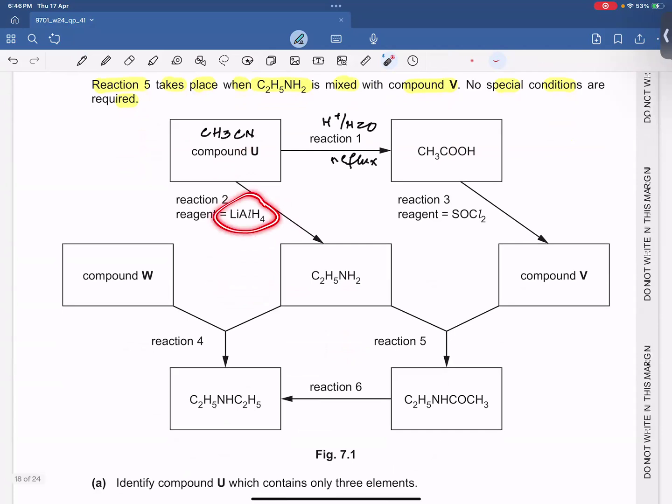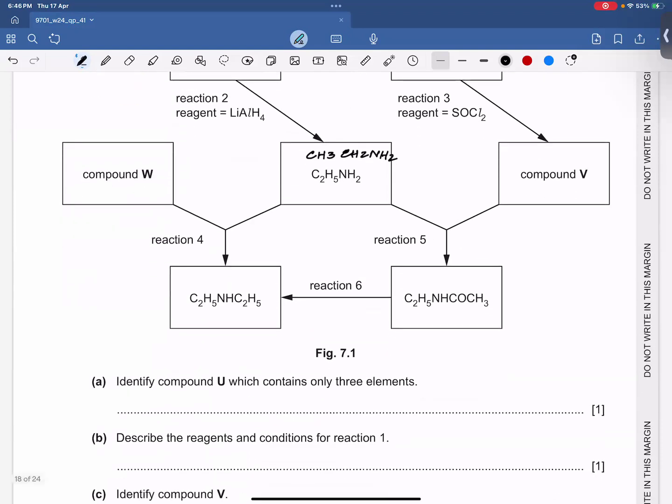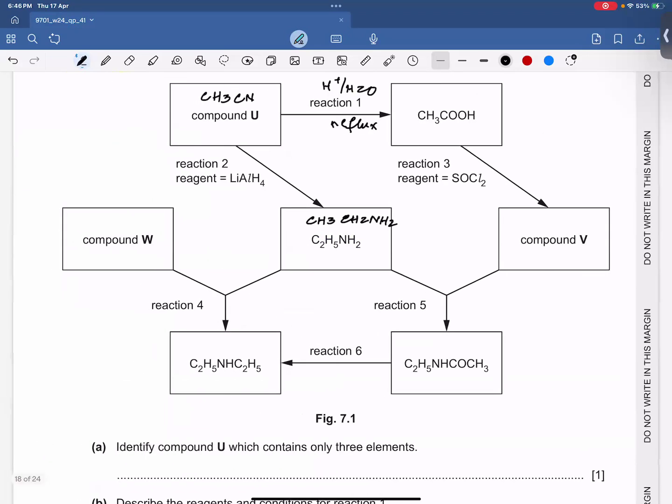Now, when you treat the nitrile with lithium aluminum hydride, CH3 will remain as it is. You will get CH2NH2. That's your aminoethane. Okay. When ethanoic acid reacts with thionyl chloride, obviously you will get ethanoyl chloride, that is CH3COCl. Now, when acyl halide and amine react together, you will get an amide.